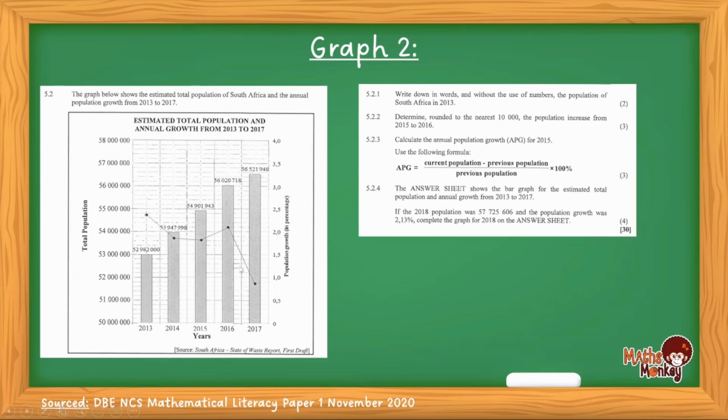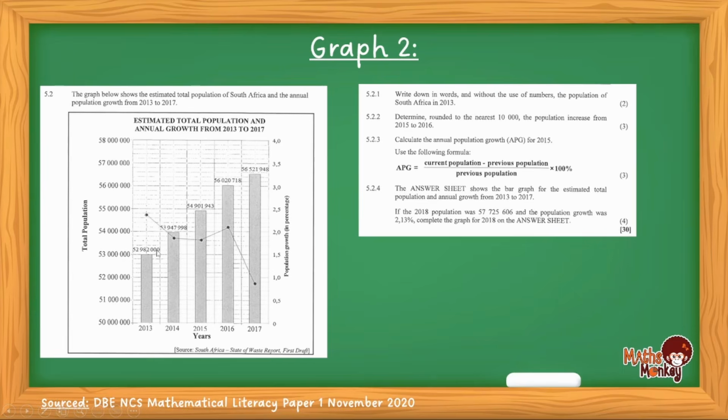And now that I understand and know that information, I can actually jump onto the questions because I now fully understand the information that's given to me. So let's read the first question. 5.2.1. Write down in words and without the use of numbers the population of South Africa in 2013. So again, I'll go to 2013. The population value, so not the growth, the population value is this 52 million.